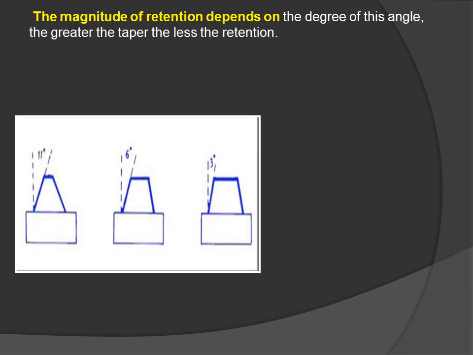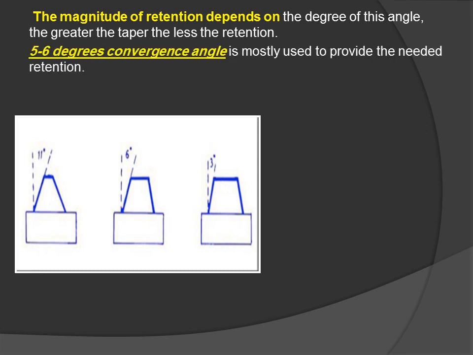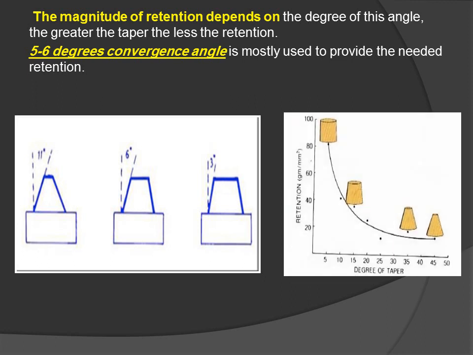It is the angle that is formed between each two opposing axial walls of a tooth prepared to receive a crown restoration. The magnitude of the retention depends on the degree of this angle, I mean the convergence angle. The greater the taper, the less the retention will be. As you see in this picture, the first picture, we have 3 prepared teeth.